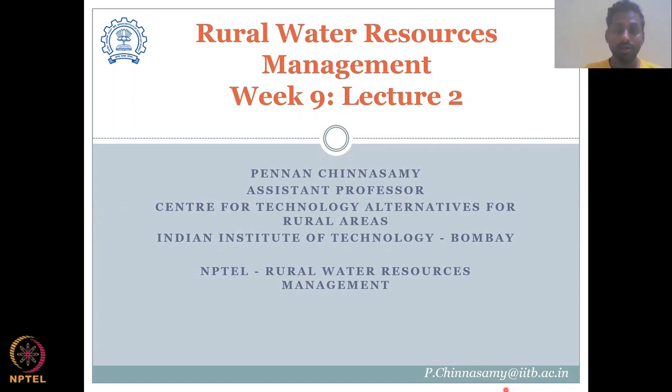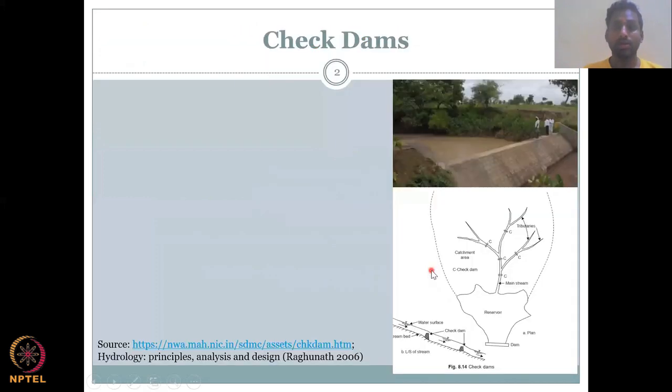On that note, in the last lecture, we looked at the largest infrastructure that would be possible, which are large dams and irrigation networks. In today's lecture, we'll be looking at the smaller brother of the dam. Hopefully, it is not much different, but just the size is different. Let's take a look. So we are looking at check dams for this lecture.